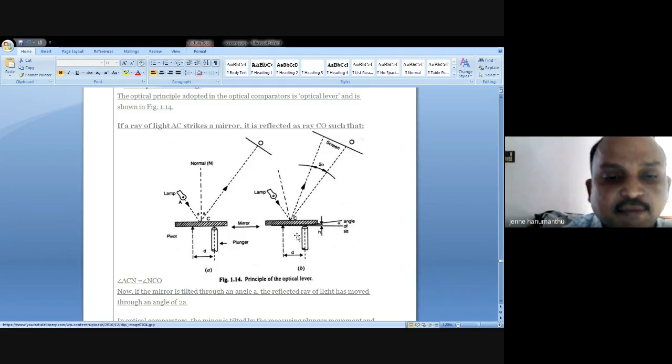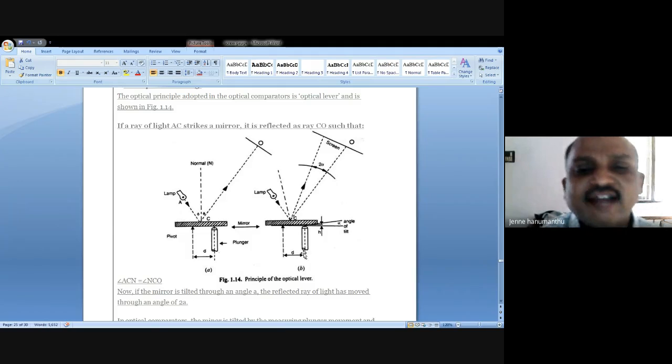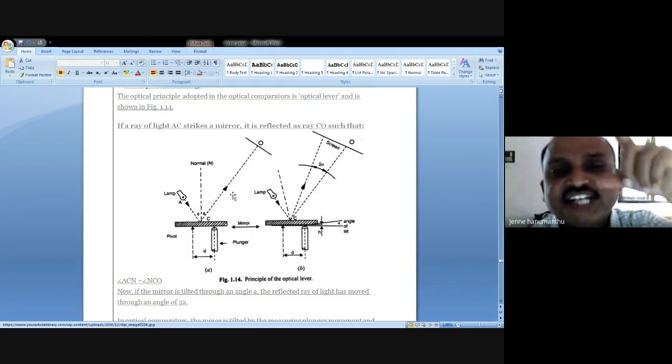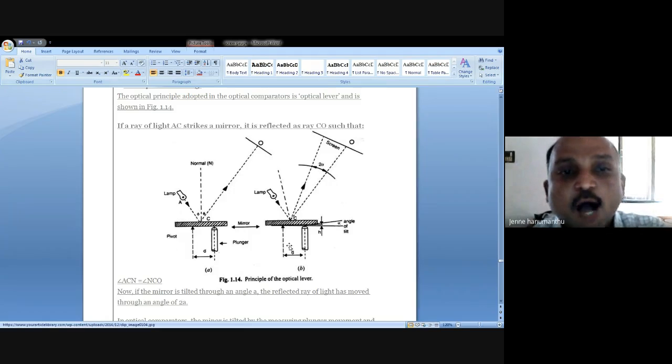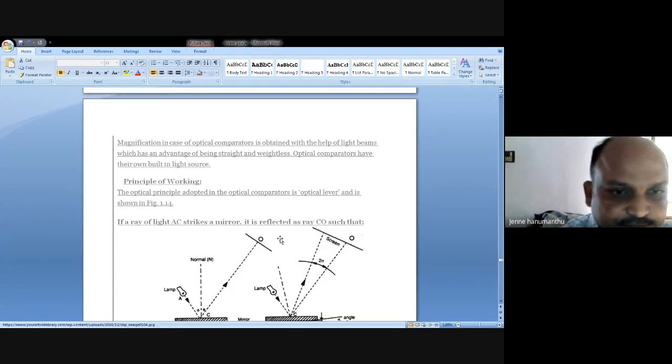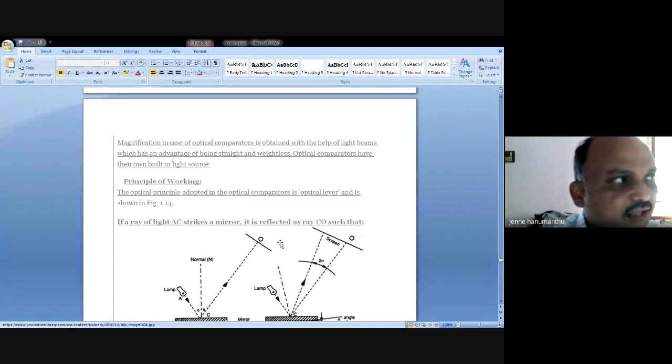So how are we detecting the dimensions? Of course, we are using the plunger, but we are not using any dial. We are not using any electrical signal, but we are using a light signal here. So we are using a light signal, the concept of reflection, so it comes under optical comparator. Okay.